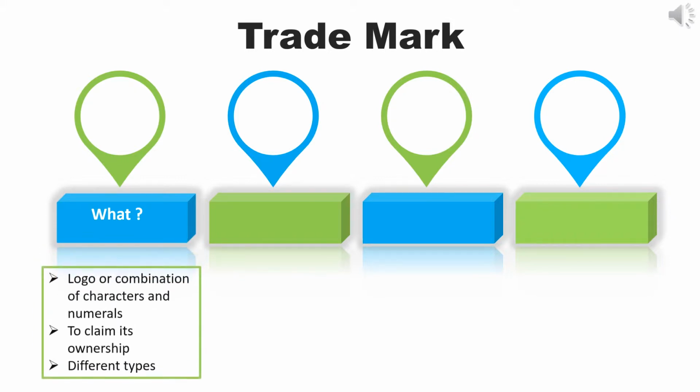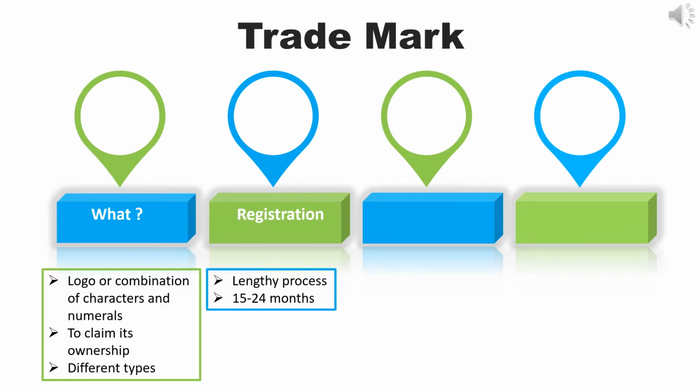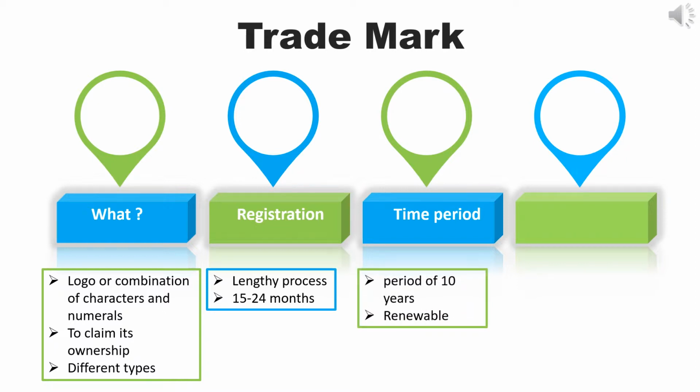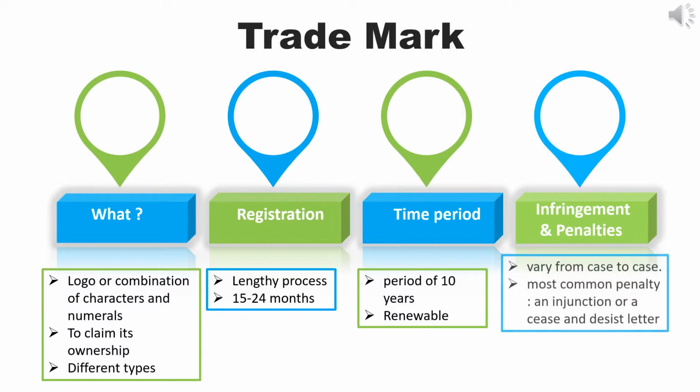Trademark is a logo or combination of characters and numerals used by a company to claim its ownership on a term or design to represent its products and services. There are various types of trademarks which can be registered, like product mark, service mark, collective mark, certification mark, shape mark, sound mark, and pattern mark. Though there are many kinds of trademarks, their purpose is the same, which is to enable the consumers identify goods and services originating from a certain manufacturer or services provider.